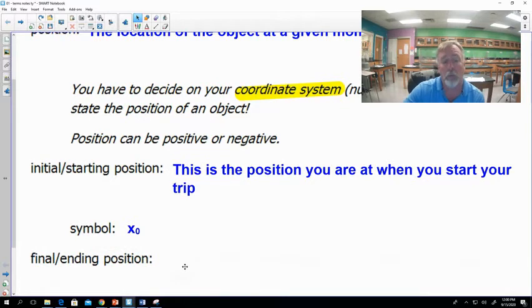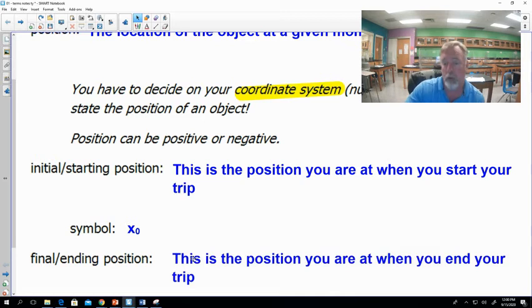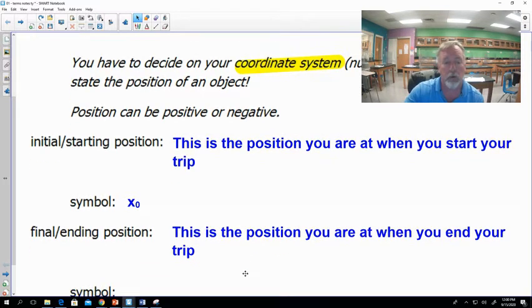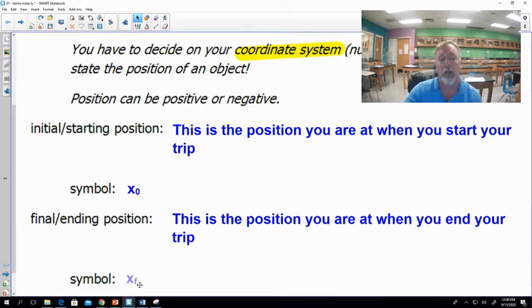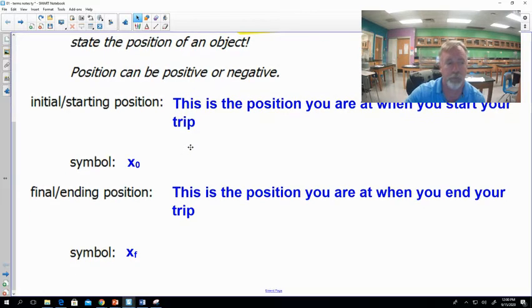I want to contrast that with the final or the ending position. This is where you end up on your trip. And we're going to use a very similar symbol for it. We're going to have x, and we're going to have a little f after that for our final position. Okay. So all I've done is define two points. Where do you start and where do you finish?